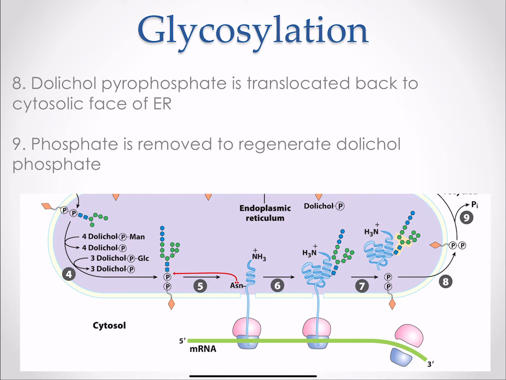Now the dolichol phosphate is then going to be translocated back to the cytosolic face of the ER, and then you're going to have the phosphate removed, and the dolichol phosphate is going to be regenerated and start building more sugars on its molecule.